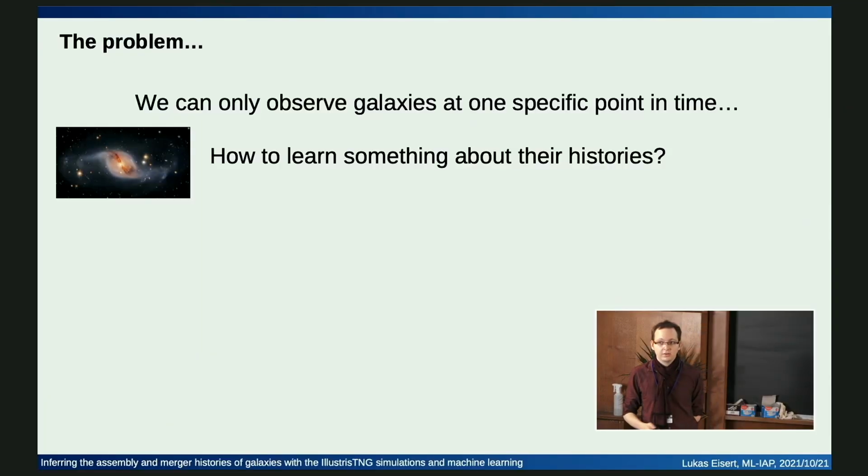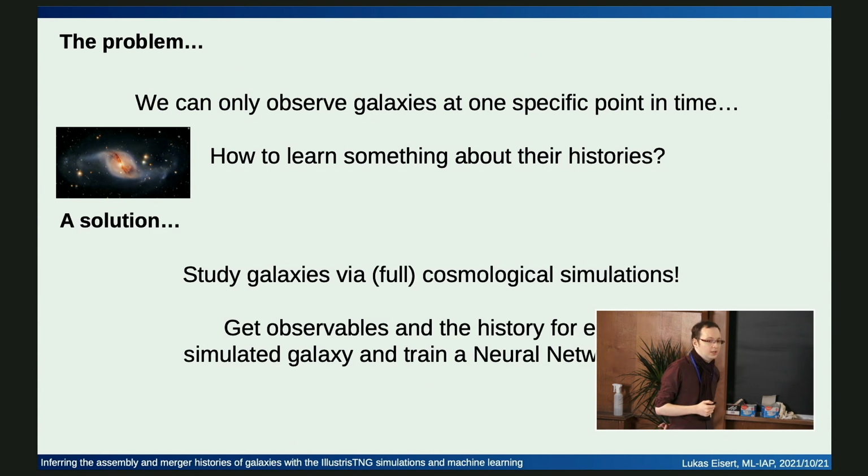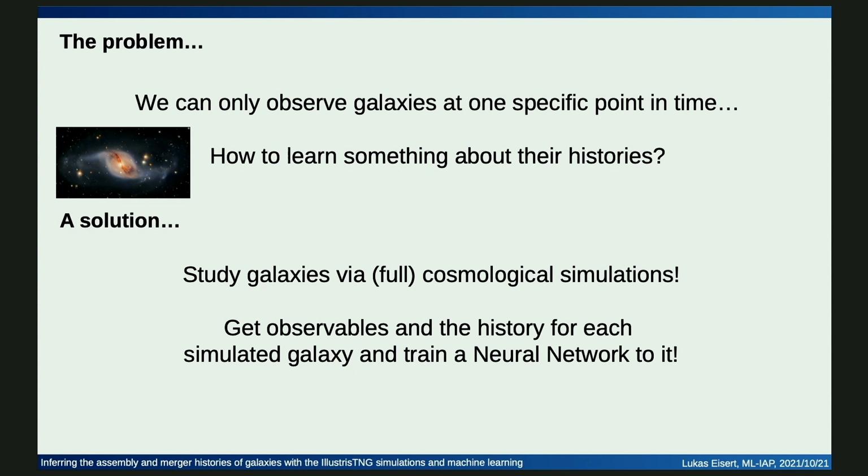Now, the only problem again is we only have for each galaxy one observation at the last time. So what can we do? What I'm now doing is that I go to full cosmological simulations, so a full box full of interacting galaxies. For each galaxy, I can then get the last state, the observations, and the whole story of that galaxy. So what I'm doing is basically simulation-based inference.